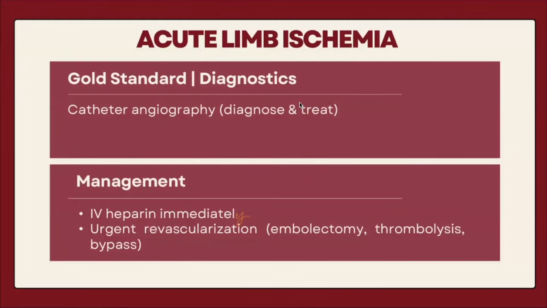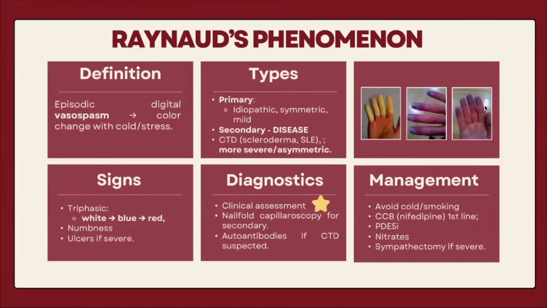If you're not able to do any of these things and you're not able to save the limb, then it can become gangrenous and obviously you'll have to amputate. That's acute limb ischemia for you. Very fun. Moving on to the last peripheral vascular disease for you, that's Raynaud's phenomenon.